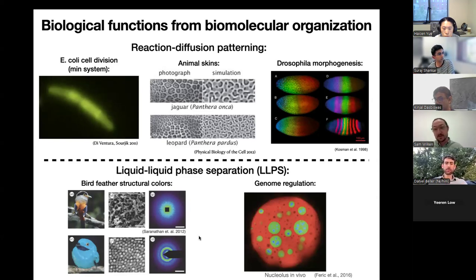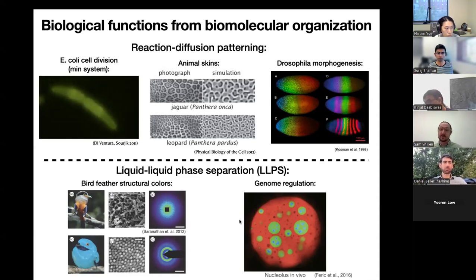But the other one that's maybe more interesting or more complex is that of genome regulation. Here is a picture of the nucleolus in vivo, where there are phase-separated droplets in the living system. So it's not a homogeneous bag of biomolecules. They're separated into these droplet-like structures with this hierarchical organization.